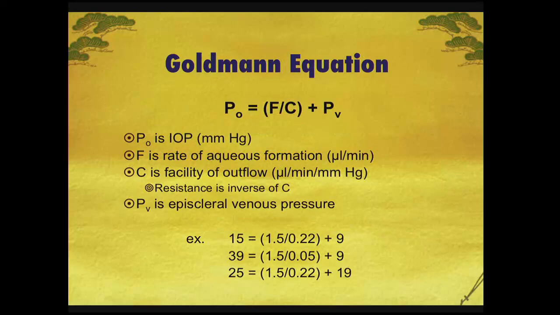Remember the Goldmann equation. This says that P naught, which is intraocular pressure, is determined by the rate of aqueous formation over the facility of outflow, which is the inverse of resistance, plus the episcleral venous pressure. So things that might show up on the test are, they'll ask you if you vary one of these factors, what will the effect be on intraocular pressure? So you can see from this equation that relatively small changes in the facility of outflow can have a very large effect on the intraocular pressure.